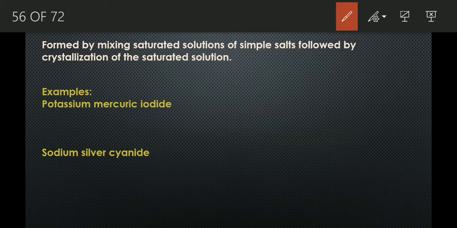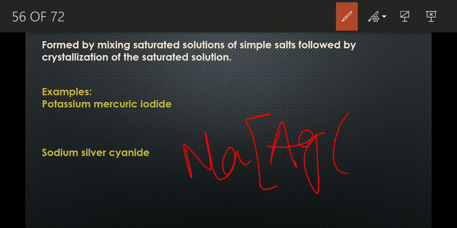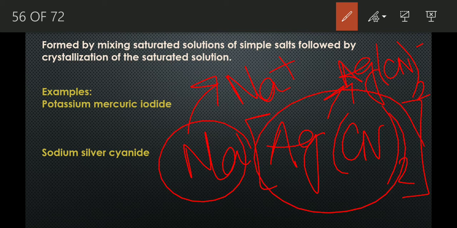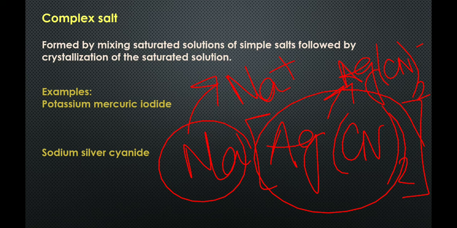Clear? Next example is sodium silver cyanide. The formula is this. Now, in this case, this is the simple ion which is present, the sodium ion. Okay, sodium ion is present and another ion is Ag(CN)2-. This ion is present. So this is the simple ion and this is the complex ion. So this type of salt consists of one simple ion and another complex ion.